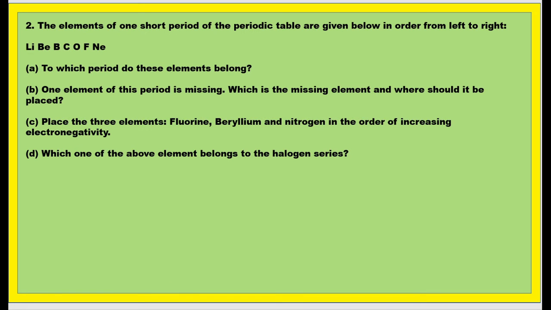Okay. Second question. It's a good question. What it says, an element of one short period of a periodic table is given to you. Means you're given elements of a certain period, which are arranged from left to right. The first question framed from this part is, to which period do these elements belong? To find out the period, we need to know the electronic configuration of any one of the elements. Why do I say any one? Because the period number will be the same for each of these elements as they belong to the same period.